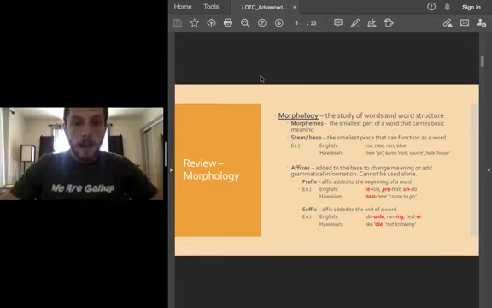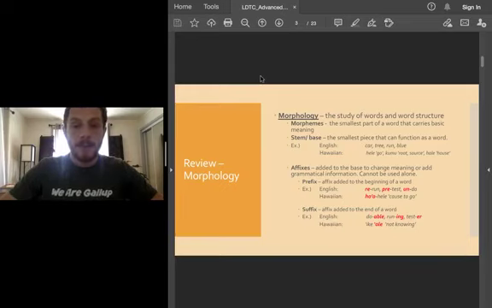Okay, so the second type of morpheme that we need to know about are what are called affixes. Now, there are different kinds of affixes. There are prefixes, which are affixes that are added to the beginning of a word, and there are suffixes, which are affixes that are added to the end of a word. And while I didn't put any examples here, there's also what are called infixes, and these are affixes that are added into the stem or the base.